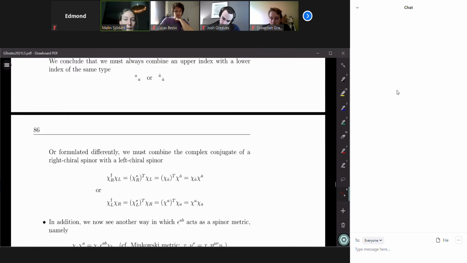Now, this can be formulated differently. So we must combine the complex conjugate of a right Carroll spinor with a left Carroll spinor, because if I complex conjugate it, I didn't change the position, but I added or removed a dot. And now we have seen that doing that, we get something that is Lorentz invariant.